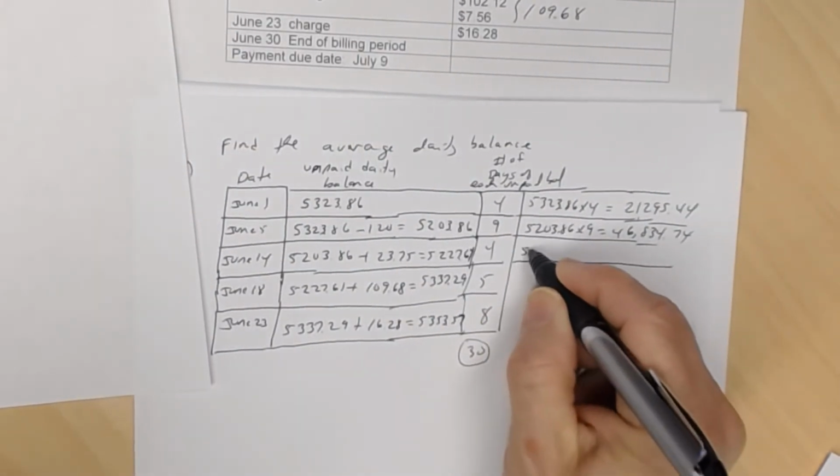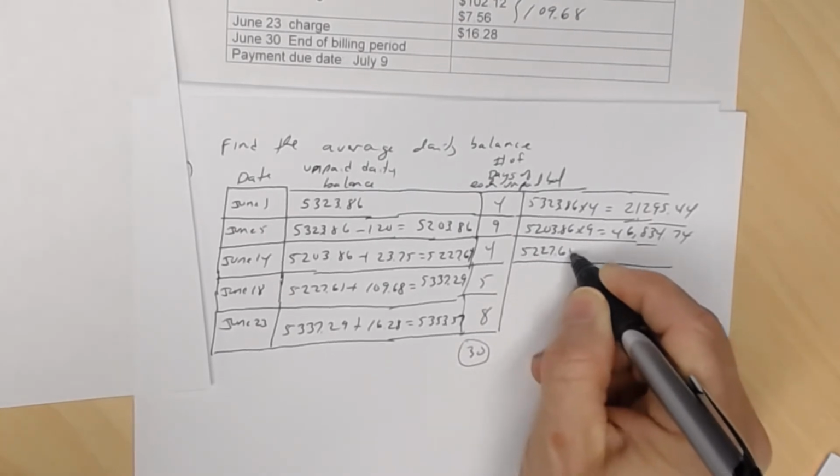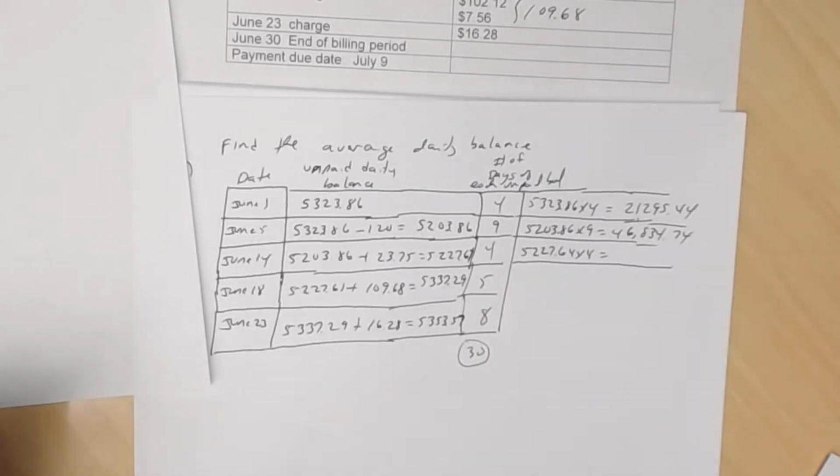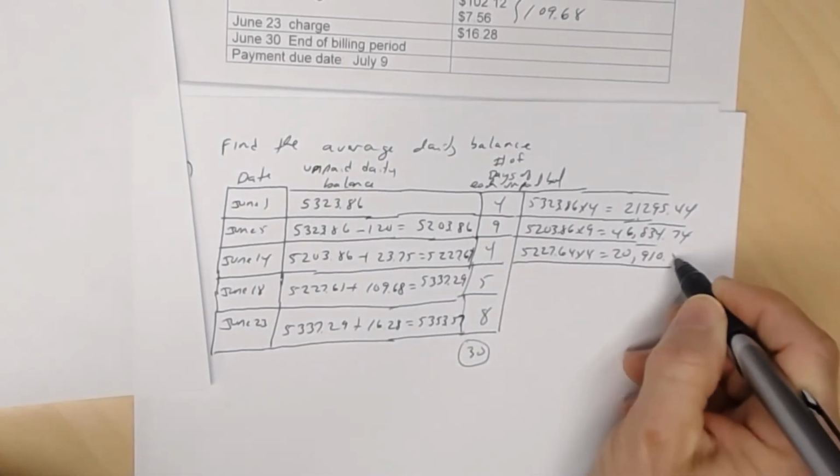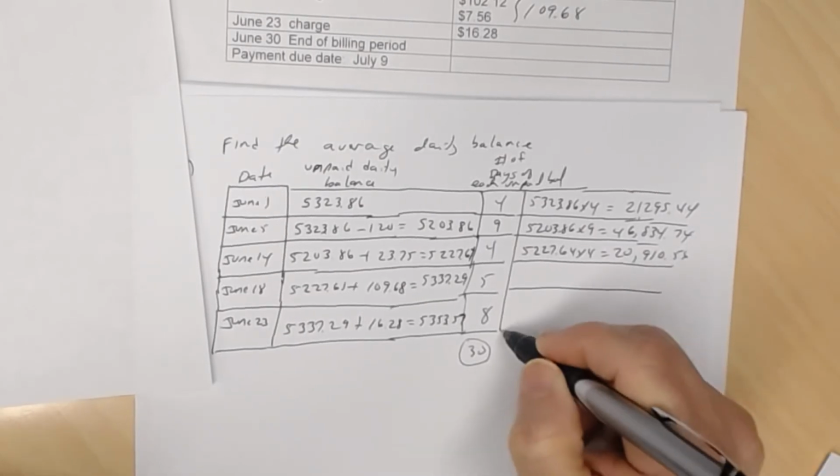So that's going to be $5,227.64 times 4 equals, so let's see what that is. 5227.64 times 4 equals $20,910.56. And continue on.